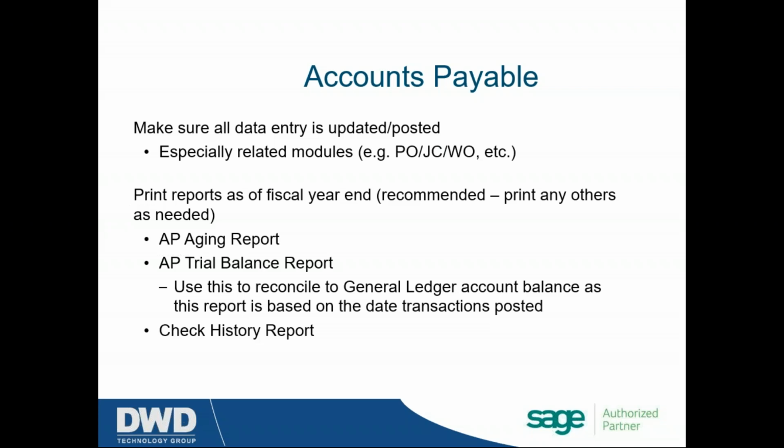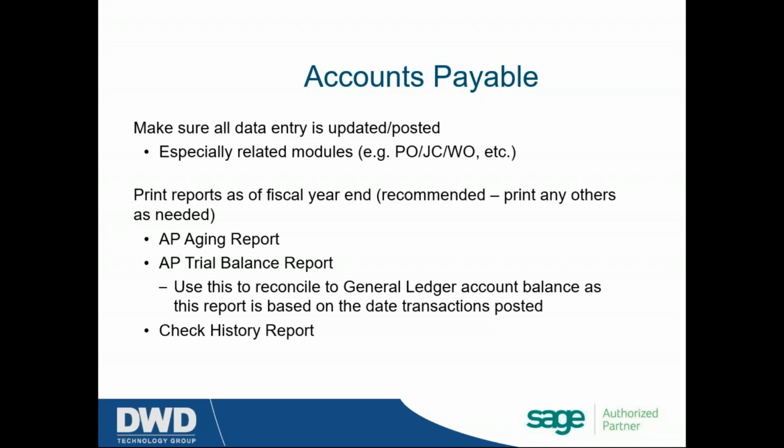The AP aging report, obviously, is one that you probably want to print. Generate the AP trial balance. Now let's talk real briefly about the difference between those two. Your AP aging report is going to cut off based on the invoice date, okay? So if you have an invoice dated 12/31 of 2019, but you post it as of 1/1/2020, that invoice will show up on the aging report because it has a date of 12/31, okay?